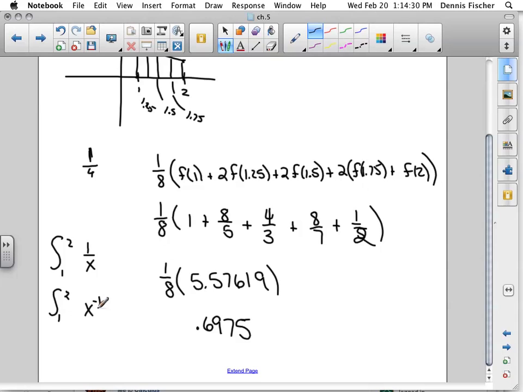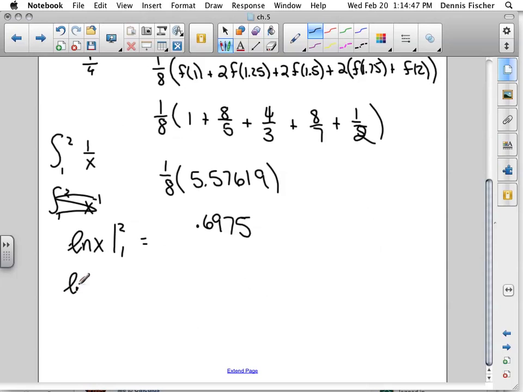So the integral of 1 over x is the natural log of x, and then you plug in from 1 to 2. So this is the natural log of 2 minus the natural log of 1, and the natural log of 1 is 0. So this ends up being the natural log of 2, which is 0.693147. Okay. So was it far off? Not too bad. It's not very far off.